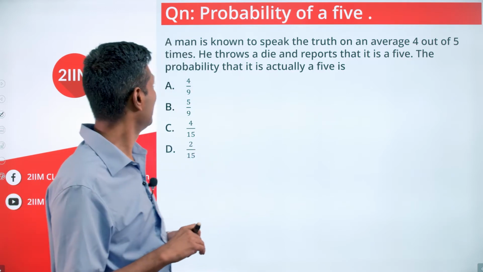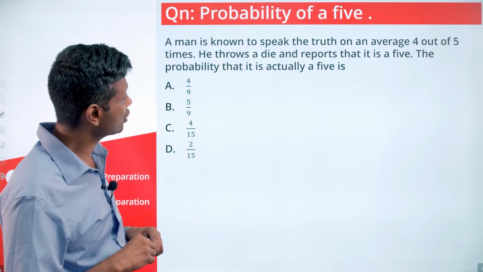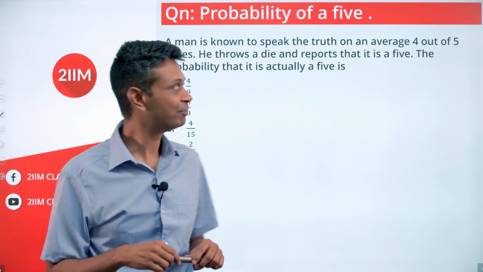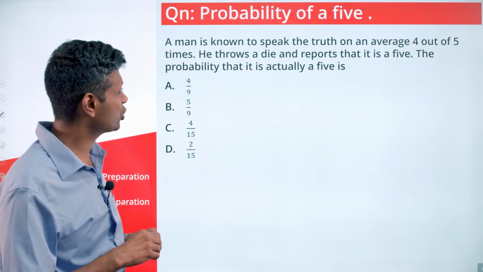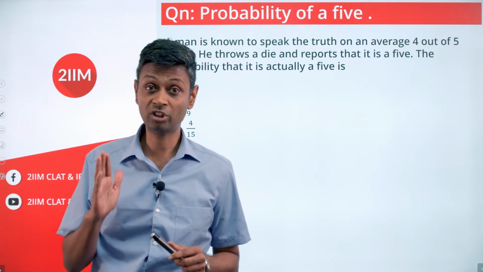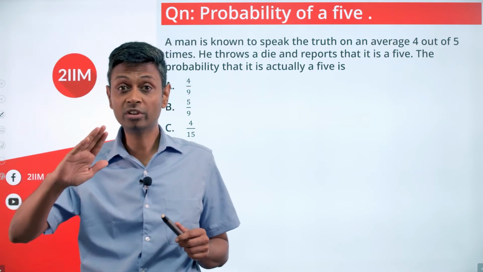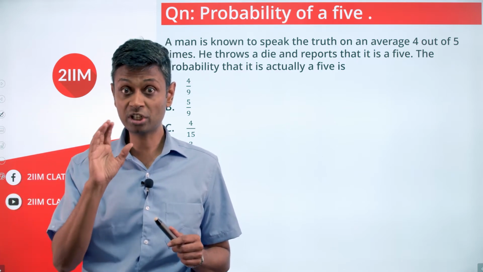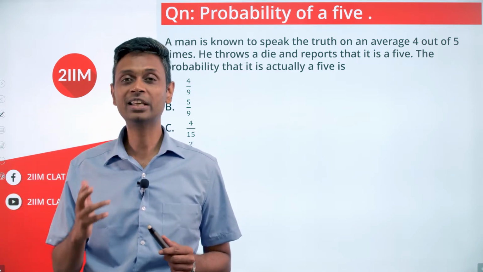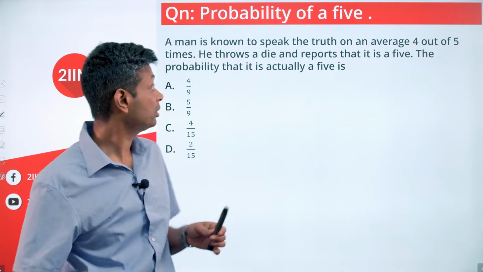And lovely. A man is known to speak the truth on an average 4 out of 5 times. Should be in politics. He throws a die and reports that it is a 5. The probability that it's actually a 5 is brilliant. It's a classic question where he has reported it as a 5 and you have to find the probability that it is a 5. And it's conditional probability, but the other way around.